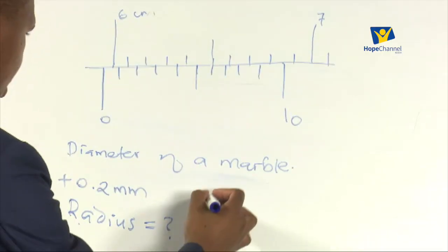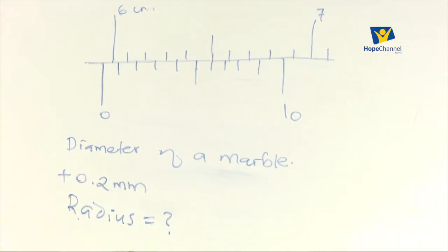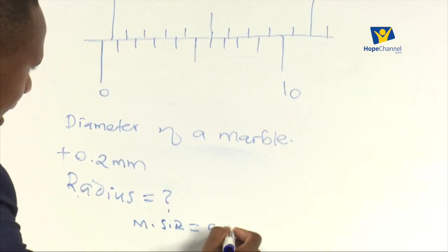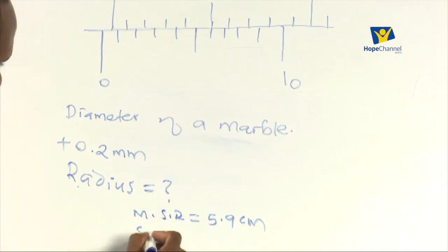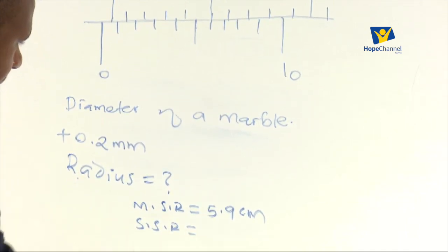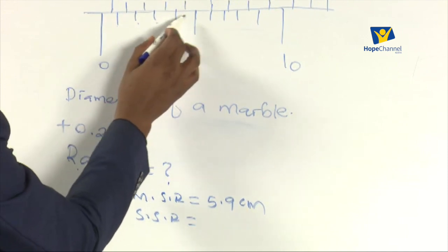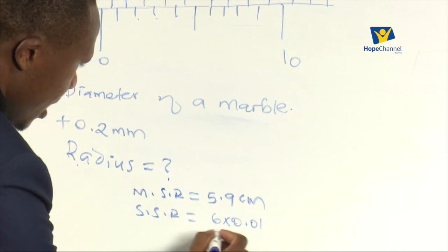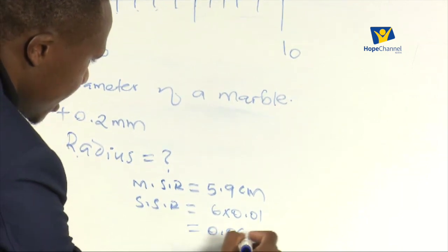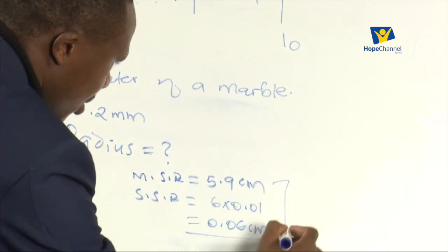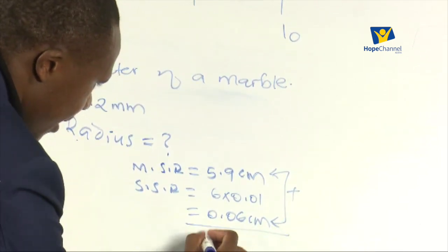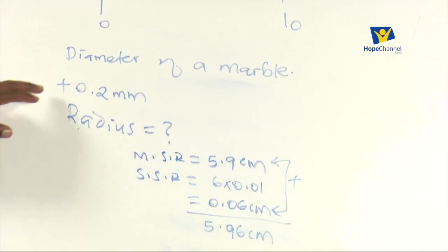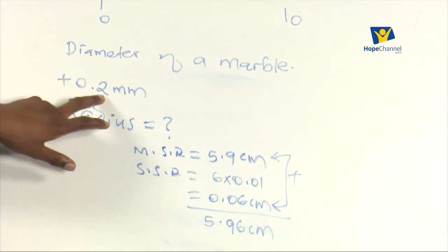So we can read again. For the diameter of the marble from the scale, we need the main scale reading. The main scale reading we said was 5.9 centimeters. Then the sleeve scale reading is 1, 2, 3, 4, 5, 6. So we have 6 times 0.01, we get 0.06 centimeters. So giving us a total, when you sum those two, of 5.96 centimeters. But now this has an error of positive 0.2 millimeters.